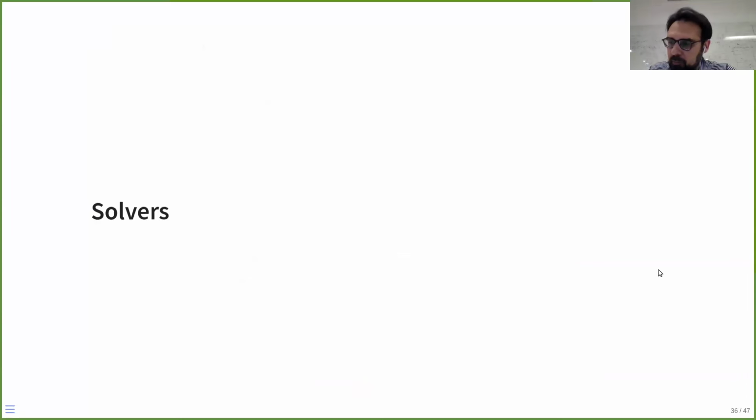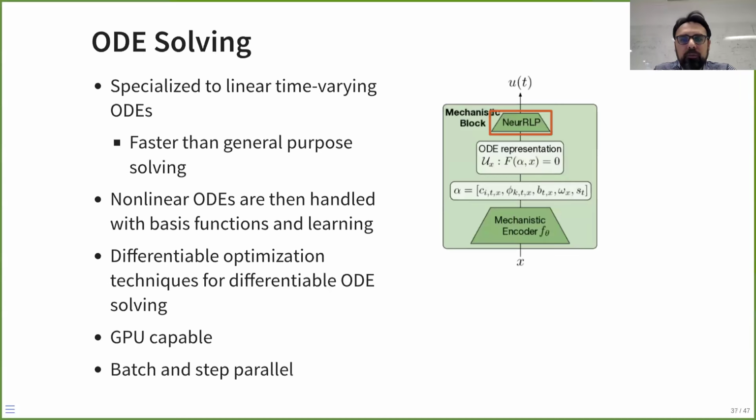Right. Let me just see how much time I have. Okay, so I'll just explain this quickly. I skipped this part. So how do you do the solving? Because that's the most important component of this architecture. That's the red box here, the solver. You're given an ODE representation, and now you want to solve this, and you want to solve this efficiently.